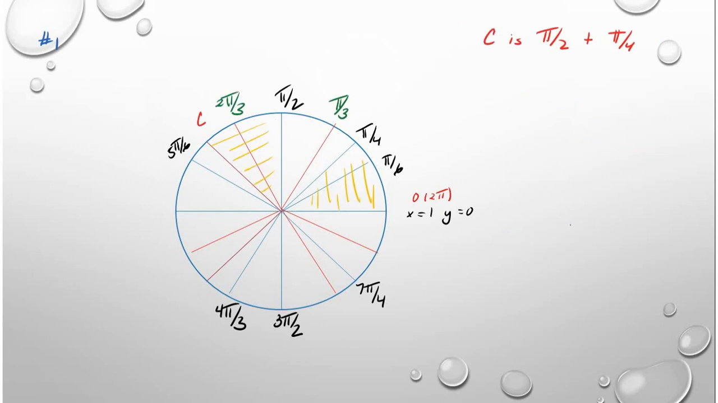I could do a similar approach. C is really pi over 4 away from pi over 2, so I could add pi over 4 to pi over 2. It's the same angle that I get away from 0, and I've shaded that in yellow, to obtain 3 pi over 4.